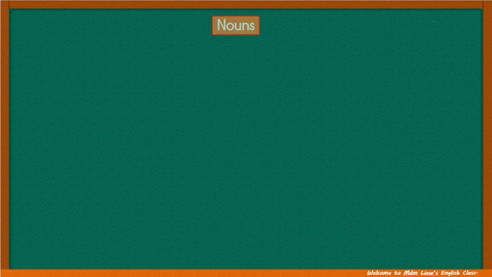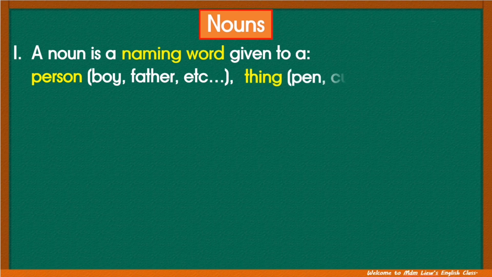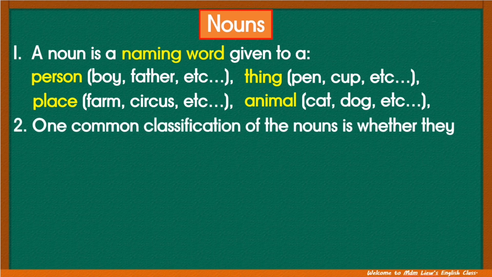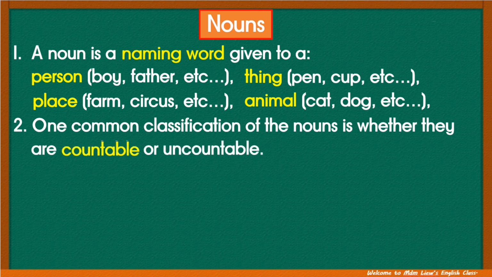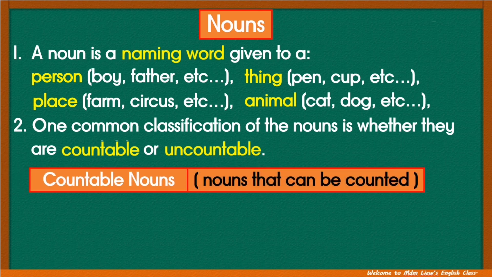First, let's learn a few things about nouns. Number 1, a noun is a naming word given to a person, such as boy, father, etc., or a thing such as pen, cup, etc., or a place such as farm, circus, etc., or an animal such as cat, dog, etc. Number 2, one common classification of the nouns is whether they are countable or uncountable. In today's lesson, we shall focus on the countable nouns. Countable nouns are nouns that can be counted.